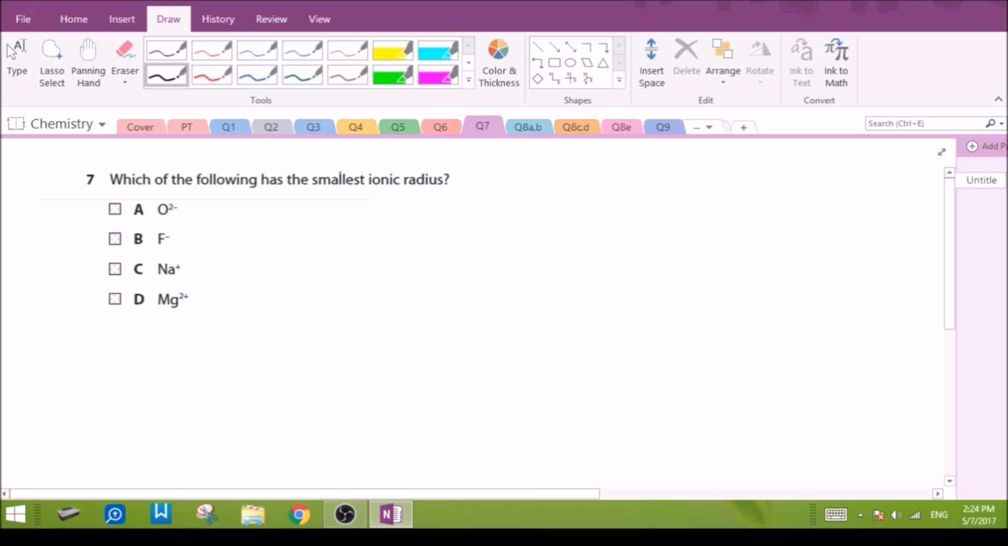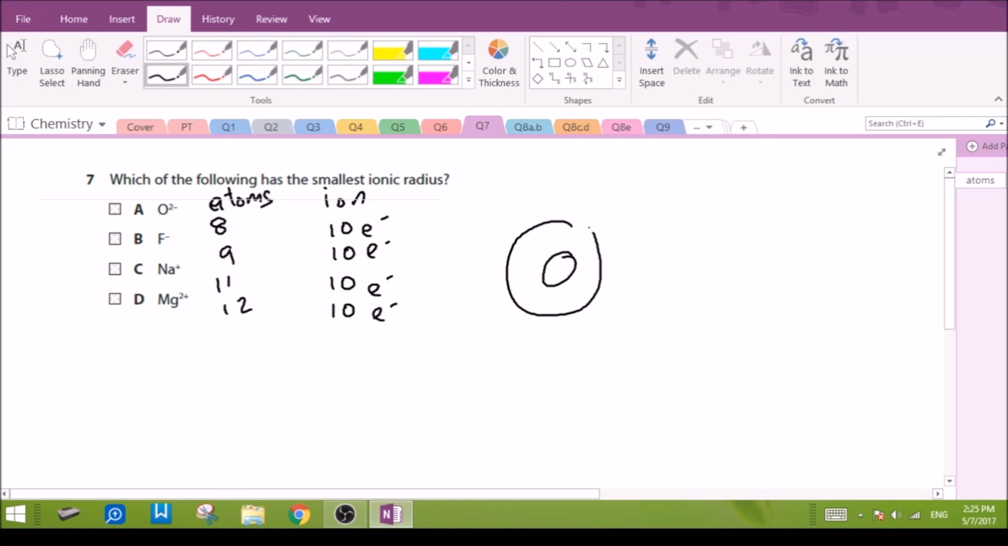Number 7, which of the following has the smallest ionic radius? Now, let's start off with the number of electrons they have. Initially, for the atoms, you can refer to the periodic table, 8, 9, 11, and 12, respectively. These are the atoms. And then for the ions, when they lose or gain electrons, they actually all ended up with 10 electrons. So they have the same number of electrons. In other words, the electronic configuration for them are the same.